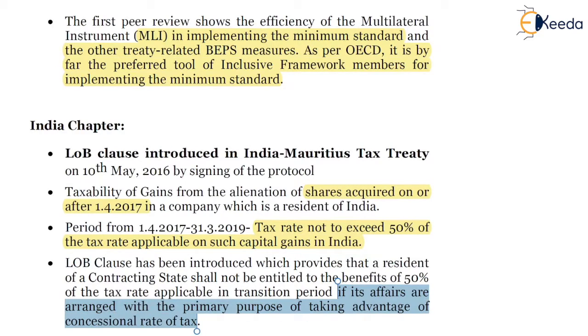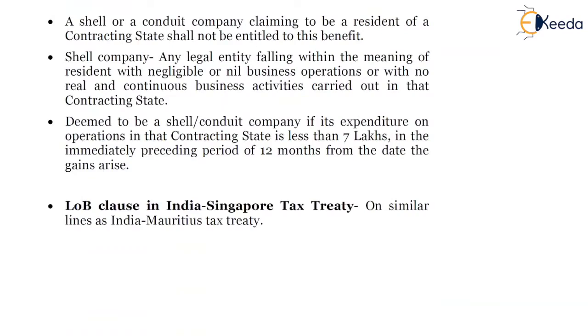So, in the principal purpose test, it has been concluded over here. If it is concluded that the transaction is structured in such a way, the transaction is structured only to obtain treaty benefit. Here, C Limited will be a shell company or conduit company. A shell or a conduit company claiming to be a resident of Mauritius shall not be entitled to this benefit.